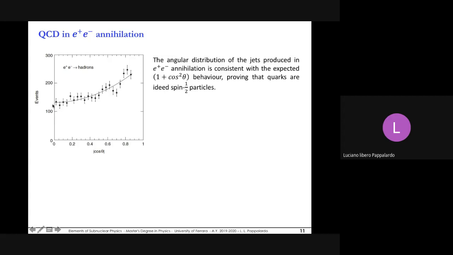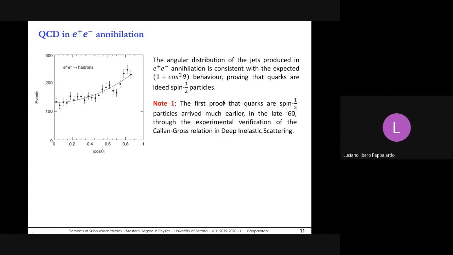So you see here experimental data as a function of the modulus of cosine theta. And the angular distribution of jets produced in the annihilation is indeed consistent with the expectation of 1 plus cos squared theta. Okay, and this in a sense provides already a proof that quarks are indeed spin 1/2 particles. Otherwise, you would have gotten a completely different angular distribution.